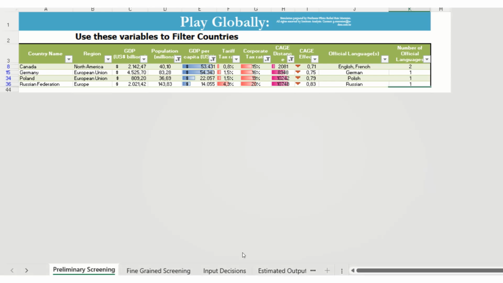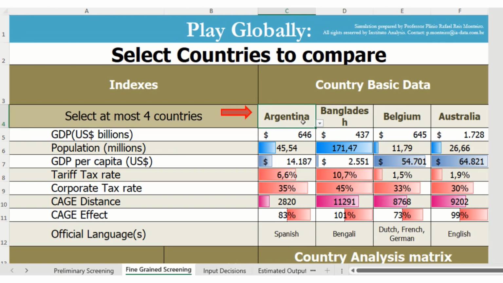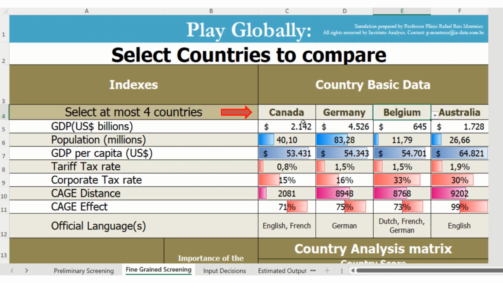So I'm going here to the Fine-Grained Screening, and I'm going to select 4 countries: Canada, Germany, Poland, and Russia.